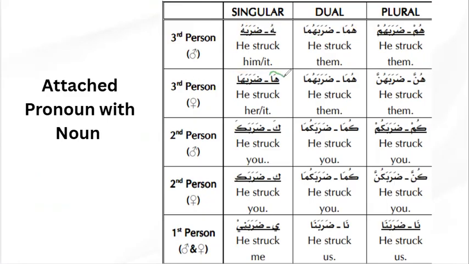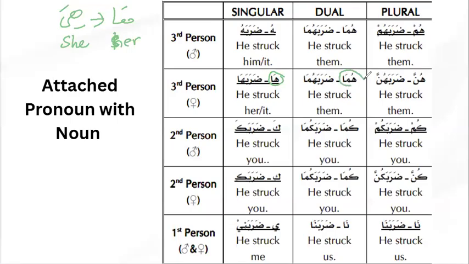Then ha. What is the meaning of ha independently? What is the original of ha? Ha was originally hiya. Remember? She. And when it comes as ha attached, it becomes her. Very good. Darabaha, he struck her. Meaning this guy, because I know daraba already has a subject of he struck her or he struck it. So I right away know that this guy struck a woman.